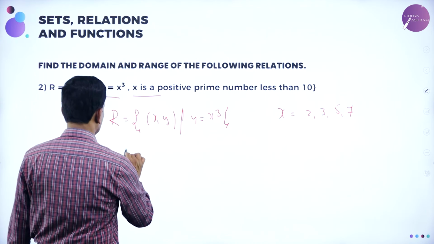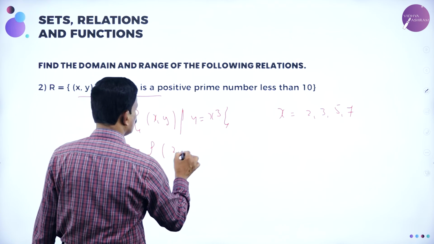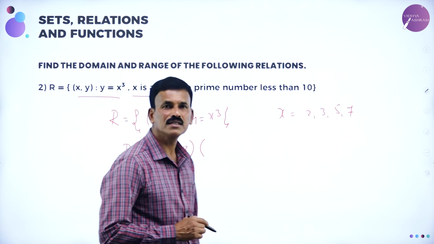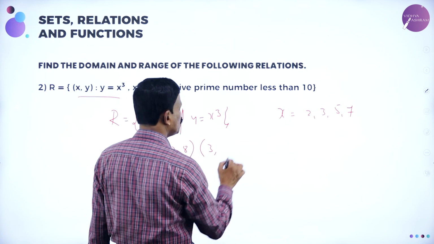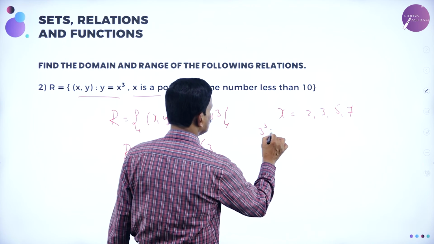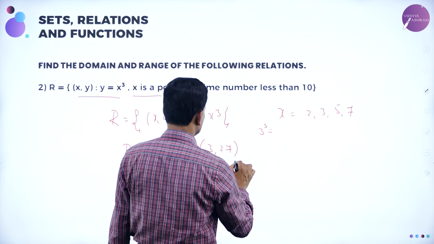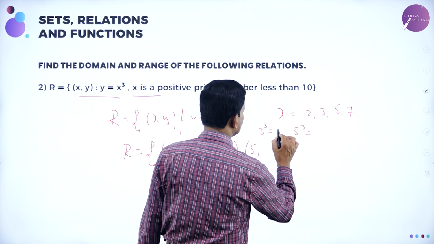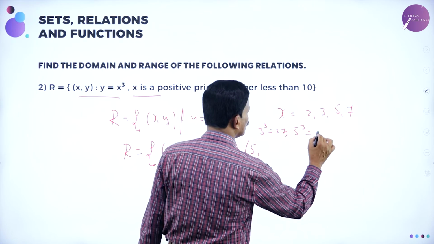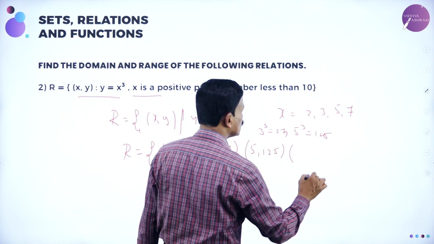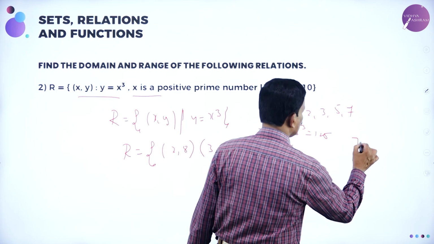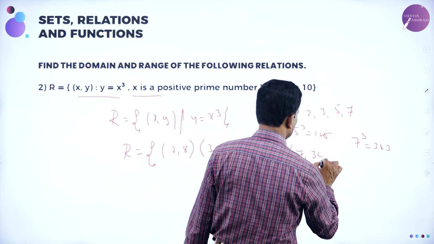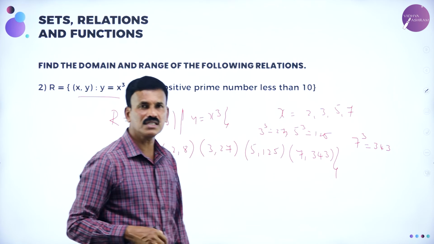Now, write down the relation R. First, (2, 2 cube): 2 to the 4, 4 to the 8, so (2, 8). Okay. Then the next element is 3: (3, 3 cube). 3 cube is equal to 3 times 3 is 9, 9 times 3 is 27. Next, 5: 5 cube is equal to 5 times 5 is 25, times 5 is 125. Next element is 7: (7, 7 cube), and 7 cube is 343. So, these are the elements of the relation R, that's it.